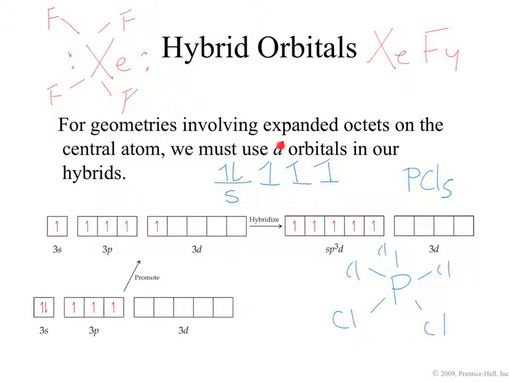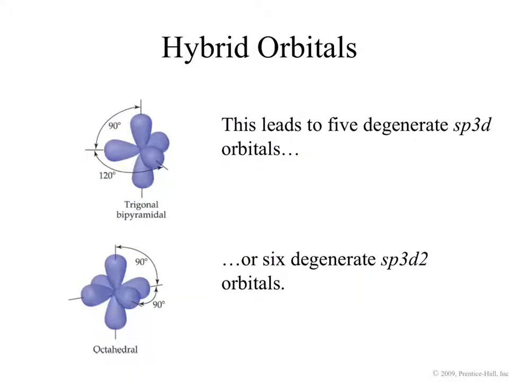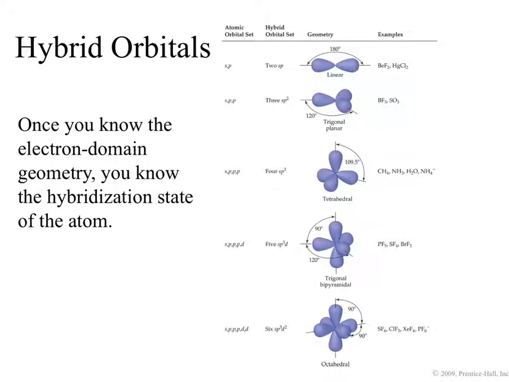Oh, here's the drawing. This is my drawing. Here it is down here. So if we use the d orbitals, we can either have 5 equivalent sp3d orbitals or 6 equivalent sp3d2 orbitals. The little numbers should be superscripts. So this page should match what you have on that big geometry sheet that I gave you. It's just written a little bit differently.